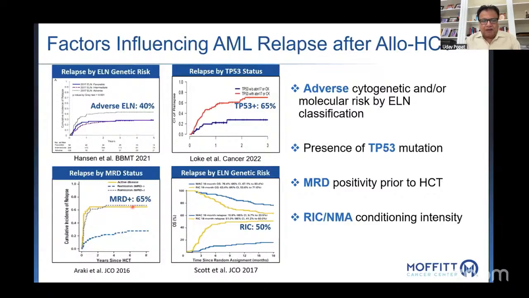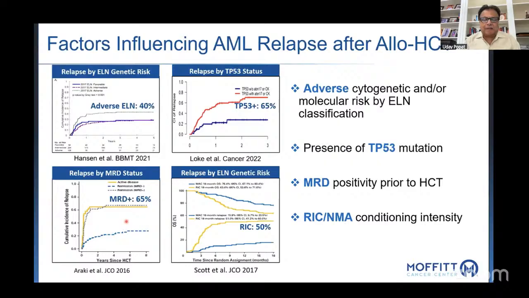The other marker is the remission status, and patients who are not in remission do poorly. So as you can see in the bottom left curve over here, patients who have either active disease or who have measurable residual disease. We used to call it minimal residual disease, but now we call it measurable residual disease. They have a high relapse rate of 65%.